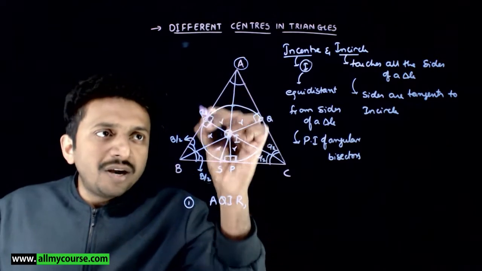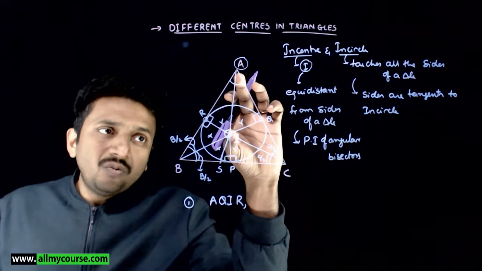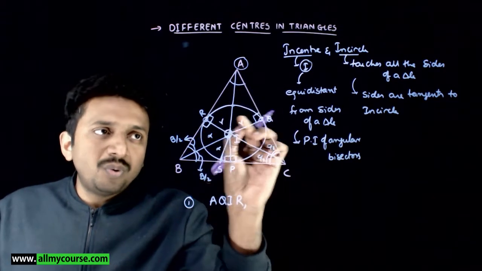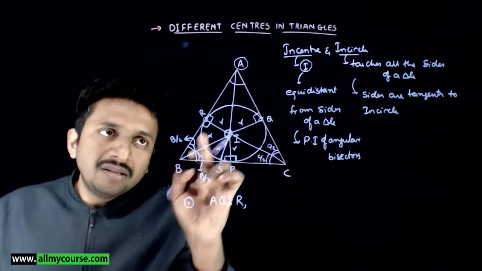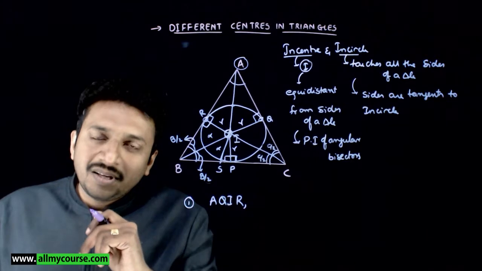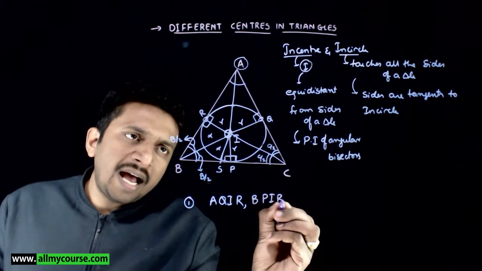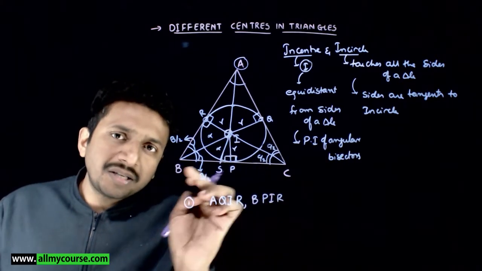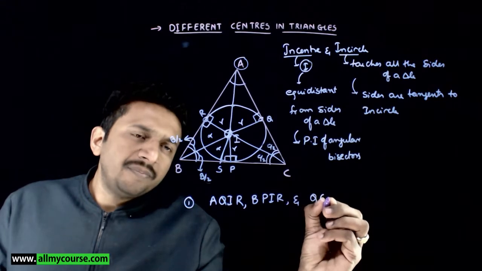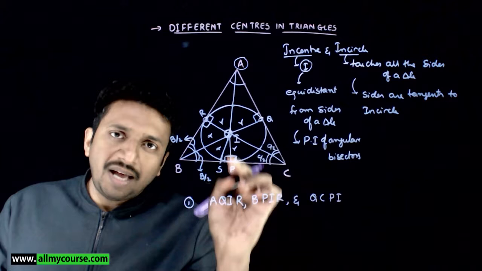These 4 points will be concyclic, because if I draw a circle with AI as diameter, it will pass through R and Q, because both these angles are 90 degrees. So the sum of opposite angles is 180, hence these are concyclic. Next, B, P, I, R. These 4 points are also concyclic, and Q, C, P, I.